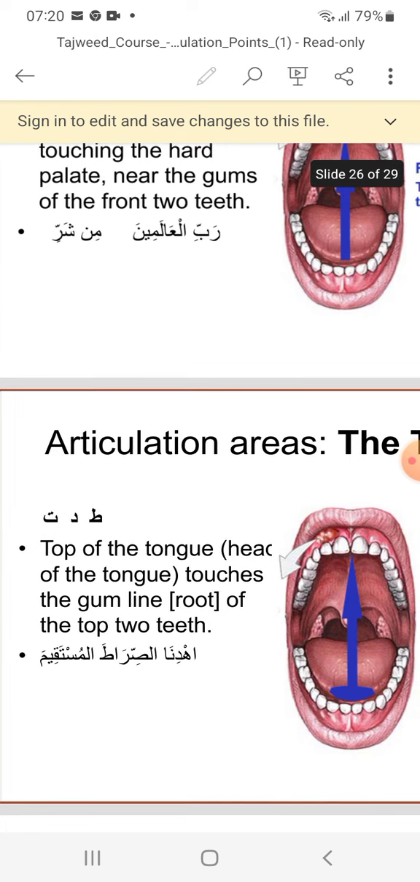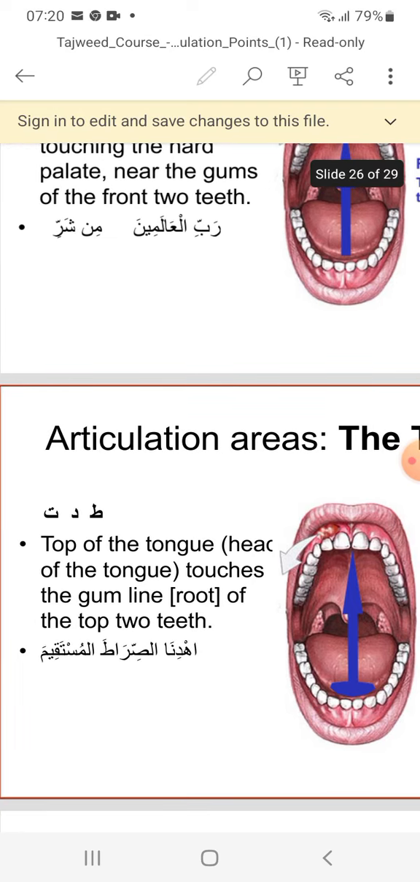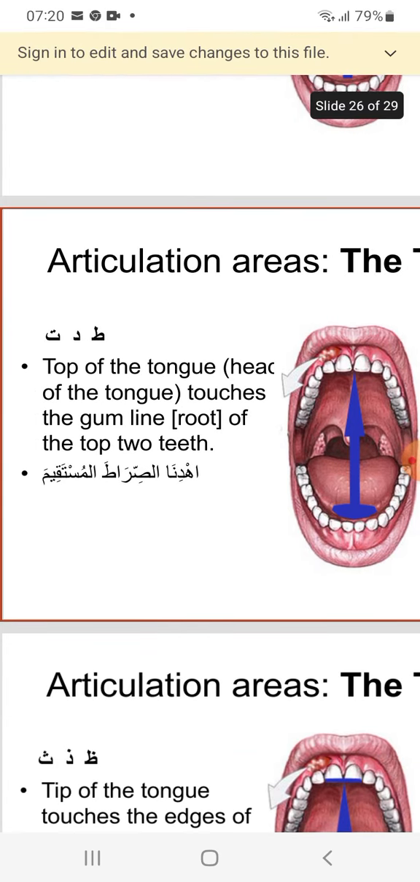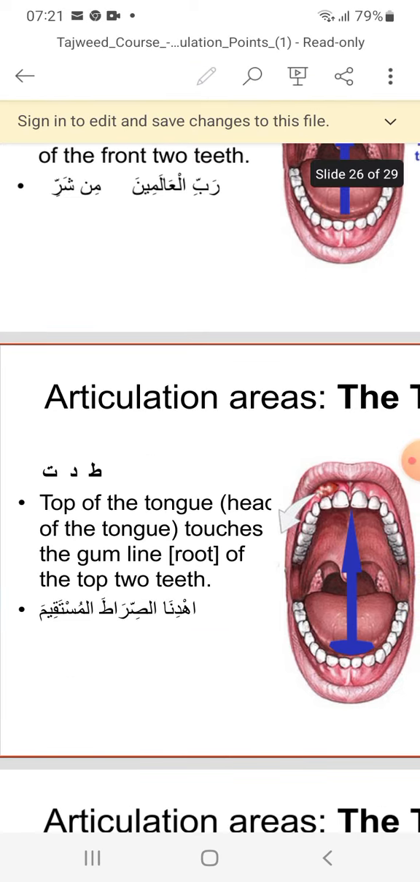Also, some people may mix the ta with the sin, and they do it this way. Why? In this case, the student is putting the tongue down to be closer to the lower teeth, which is the place of the sin. Here, your tongue should be only on the gum of the upper teeth. It should not go down after that to meet the lower teeth, because if you did that, you will be mixing the ta with the sin sound.